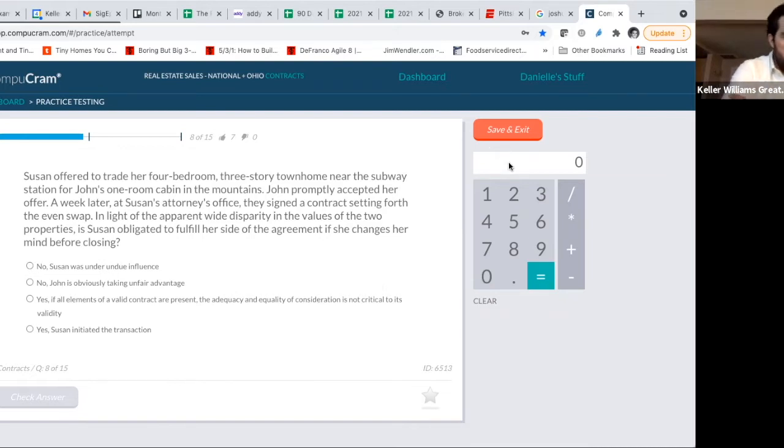A, no, Susan was under undue influence. B, no, John is obviously taking advantage. C, yes, if all elements of a valid contract are present, the adequacy and equality of consideration is not critical to its validity. Or D, yes, because Susan initiated the transaction. So yes or no, and then why?